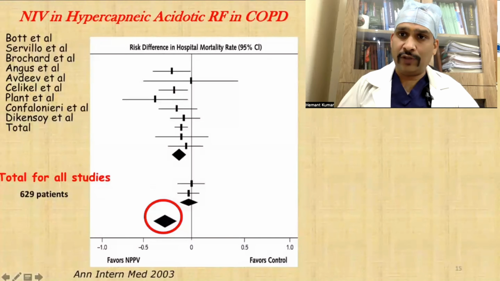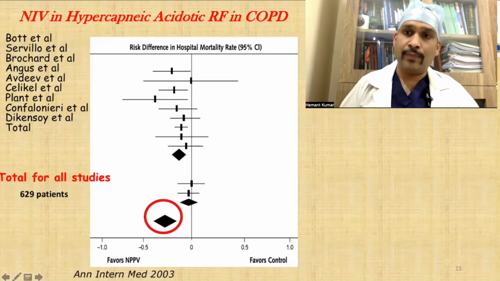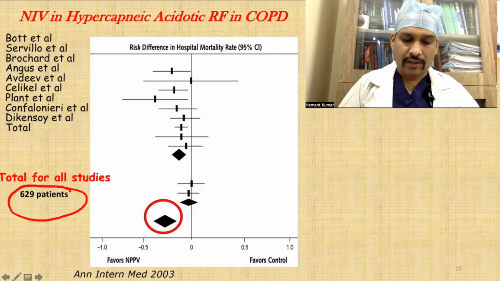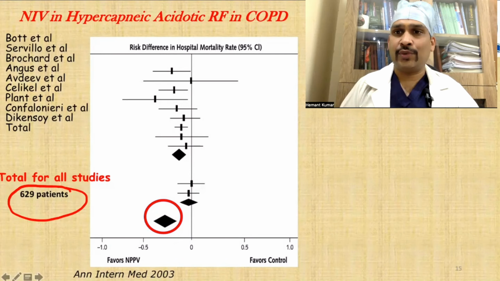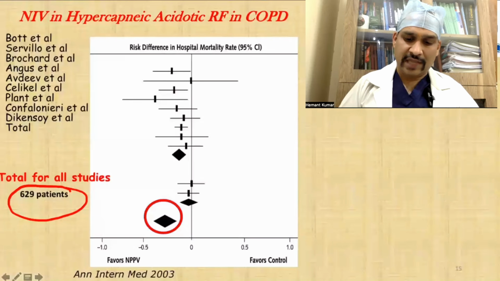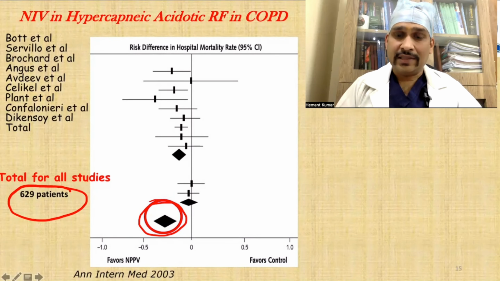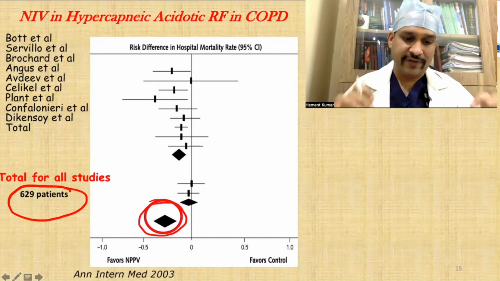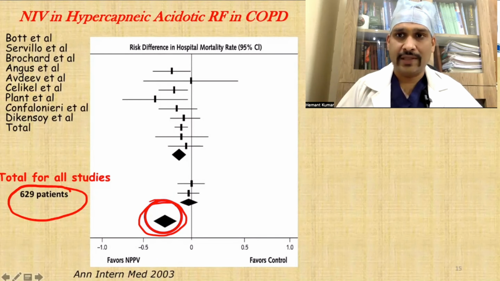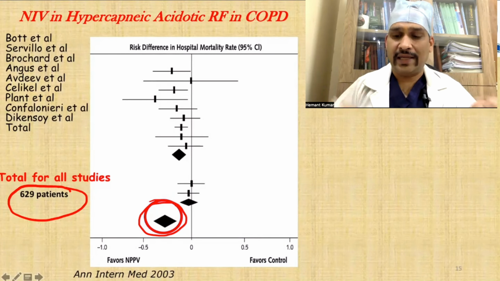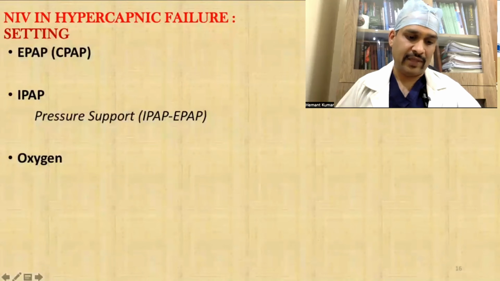So this is a beautiful meta-analysis. They have compiled most of the studies, around 629 patients. So you can see this diamond. The diamond is on the left side. What does it mean? It means that there is a significant mortality benefit of NIV in patients with acidotic respiratory failure in COPD. So in a COPD patient with type 2 respiratory failure, we should use NIV. At least we should give a trial.